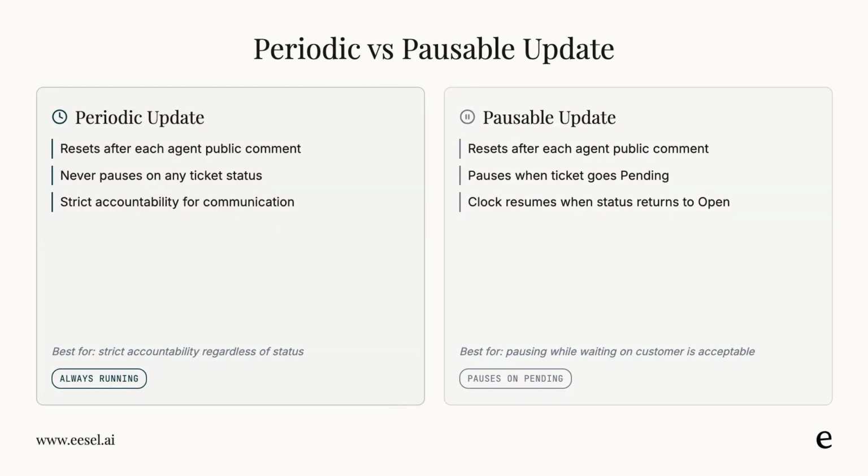Periodic update and pausable update both reset after an agent posts a public comment, but they diverge on what happens between replies. Periodic update never stops, holding agents strictly accountable regardless of ticket status. Pausable update gives teams breathing room by pausing when the ticket goes pending, which makes sense when waiting on the customer is a normal part of your workflow.